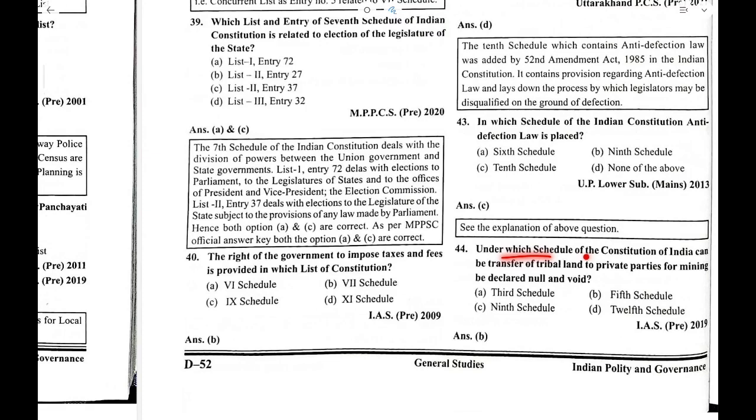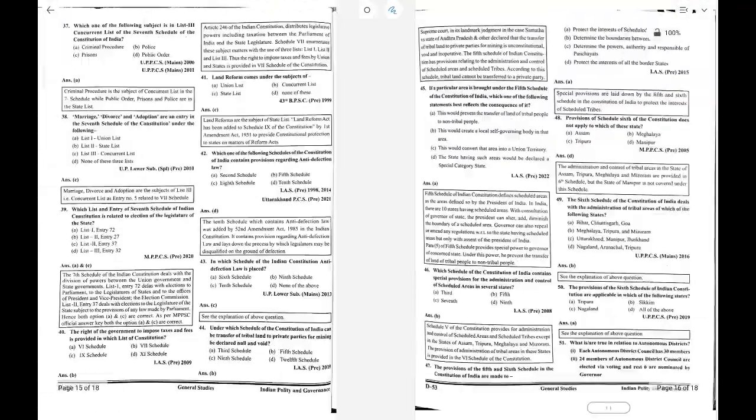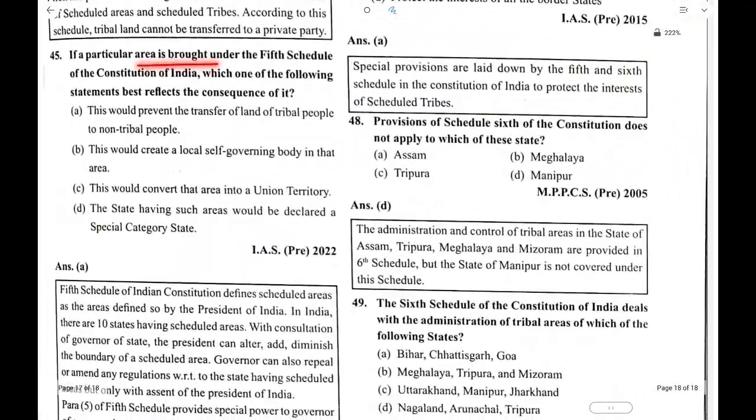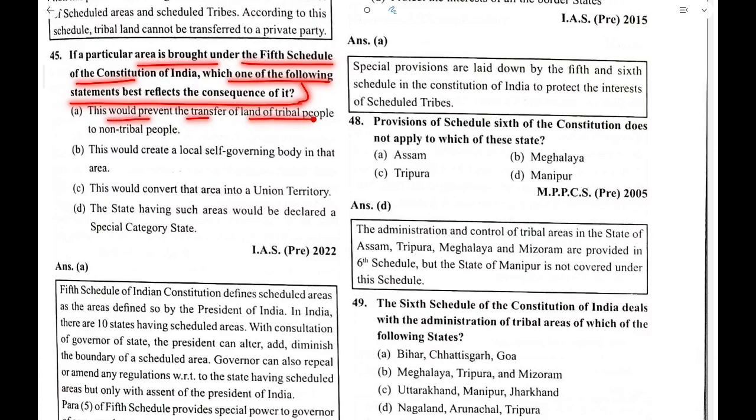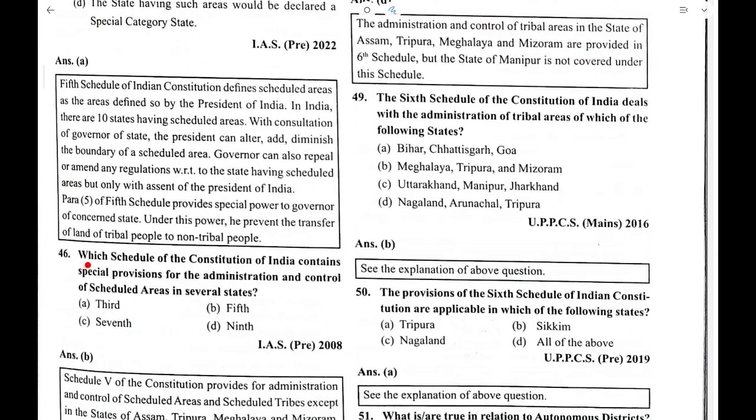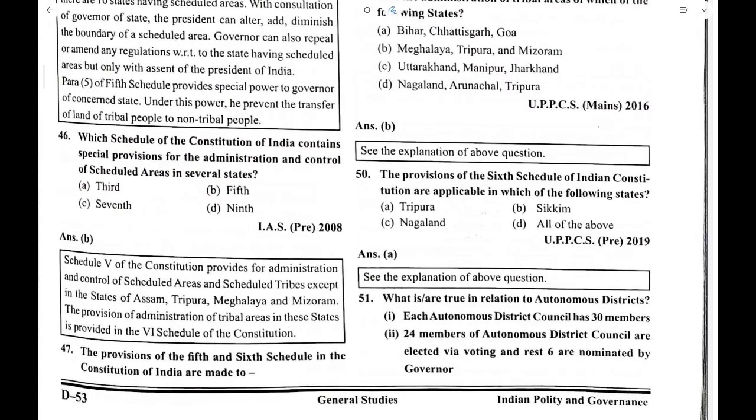Under which schedule of the constitution can the transfer of tribal land to a private party for mining be declared null and void? So this is the 5th schedule. Now if a particular area is brought under 5th schedule of the constitution, which one of the following statements best reflects the consequence of it? This would prevent the transfer of land of tribal people to non-tribal people. Yes, this is correct. Which schedule of the Indian Constitution contains special provisions for the administration and control of scheduled areas in several states? It is mentioned in 5th schedule.